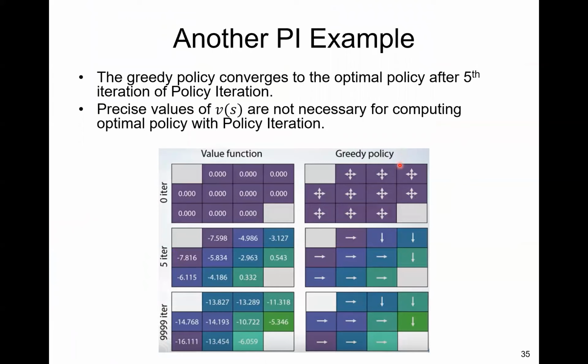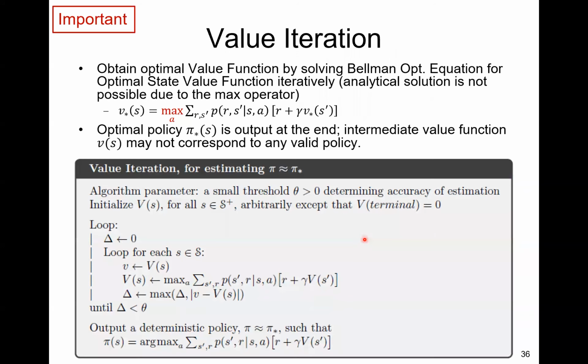So here's another example just to show that the policy converges much faster than the value functions. That's why value-based methods are generally computationally much slower than policy gradient-based methods. If you update the policy directly, oftentimes it converges much faster than updating the value function and then taking argmax to get the policy.